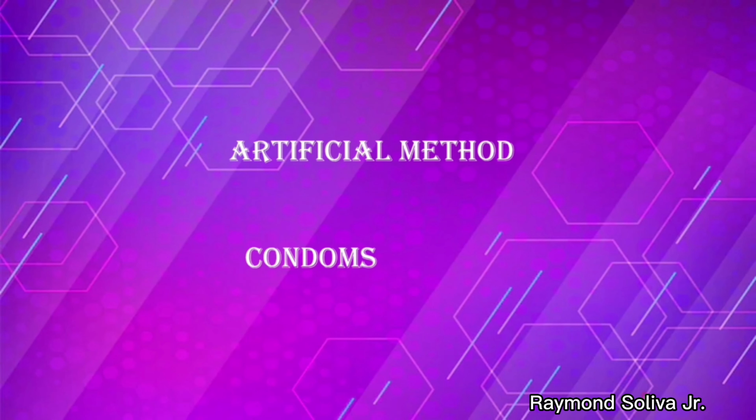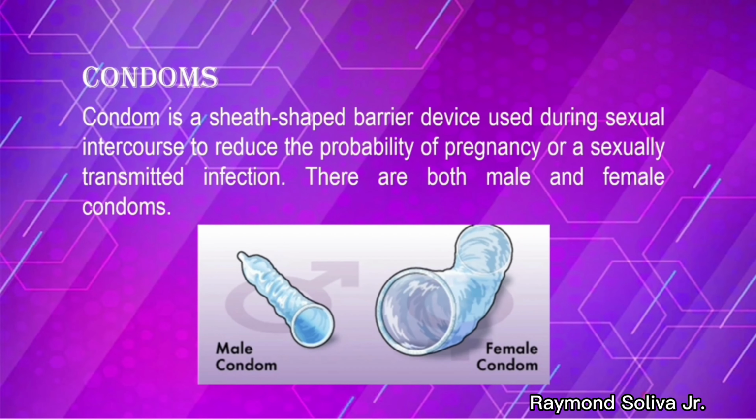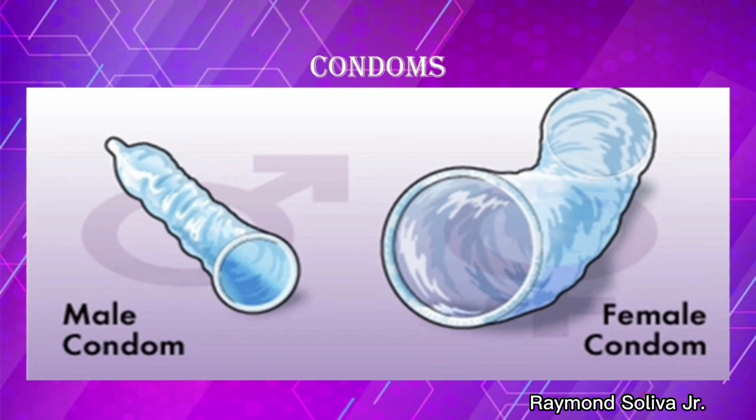Next artificial method is condoms. Condoms is a sheath-shaped barrier device used during sexual intercourse to reduce the probability of pregnancy or a sexually transmitted infection. There are both male and female condoms, just like in the picture. Medyo familiar na kayo sa mga condoms, lalong-lalo na sa male condom. And ganyan naman itsura pag female condom is mas malaki siya.